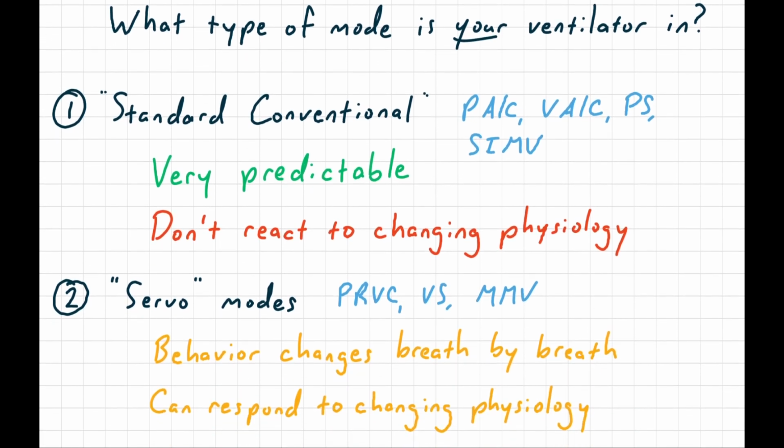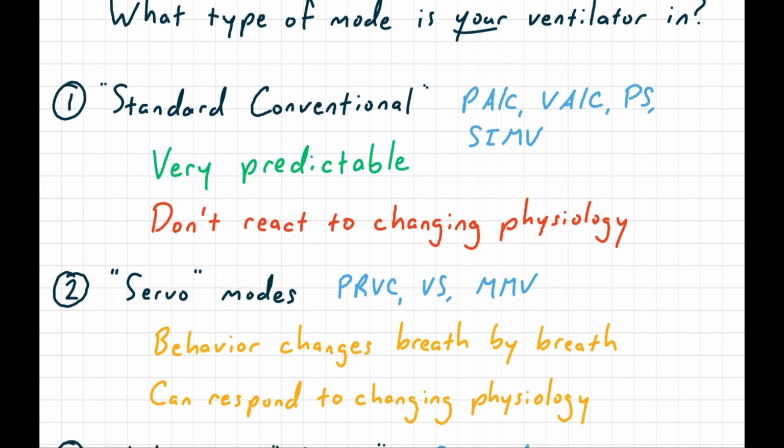On the next level, you have your servo modes that watch one parameter to adjust another. These include pressure-regulated volume control, volume support, and mandatory minute ventilation. These modes are able to adjust to some changes in the patient's physiology, but you have to be very aware of what they're changing and why. For example, in pressure-regulated volume control, if the patient coughs during one breath's inspiratory period, the next breath will be delivered at a much higher pressure to try to make up for it, which might not be what you want.